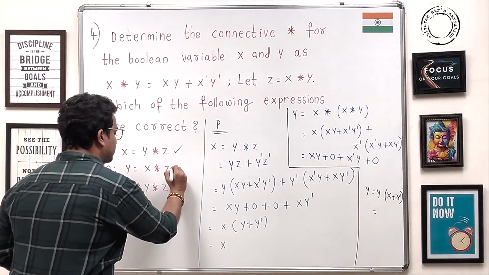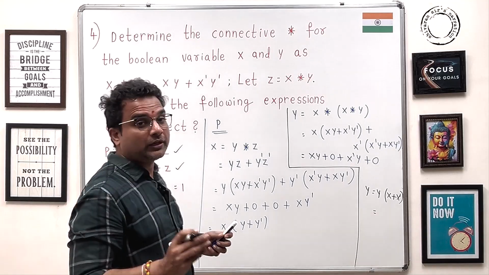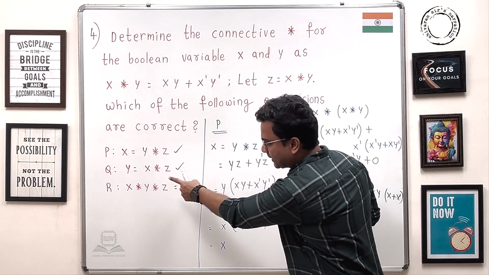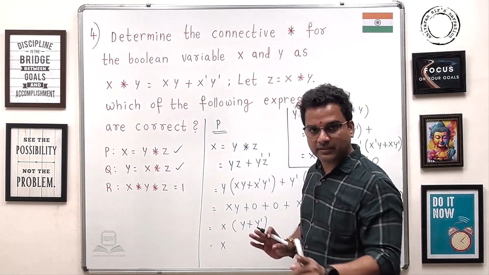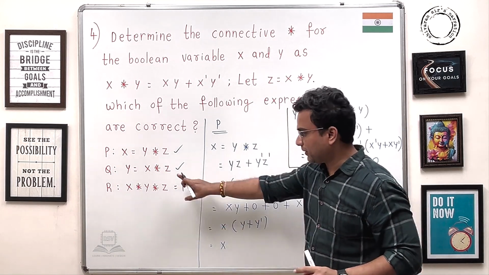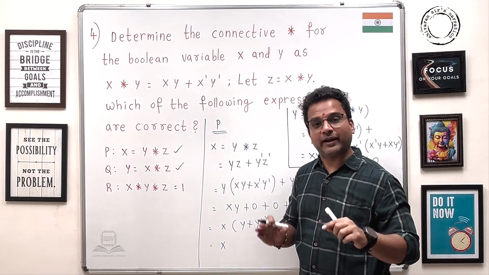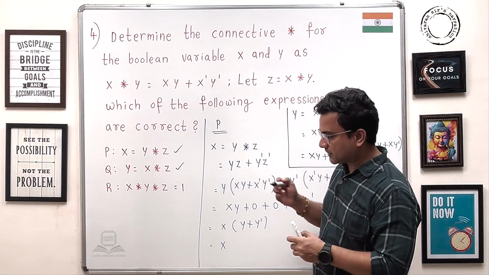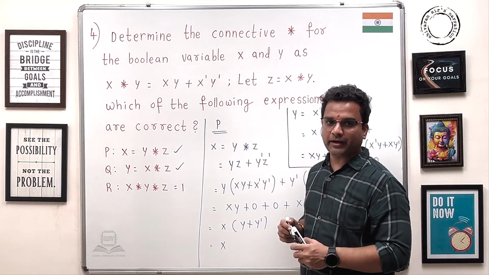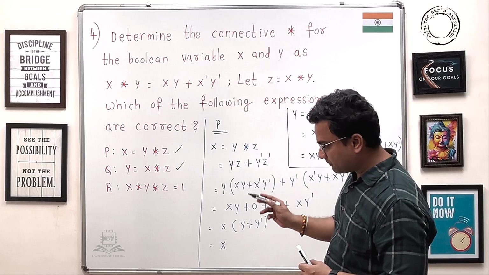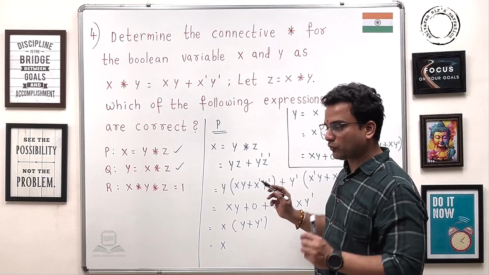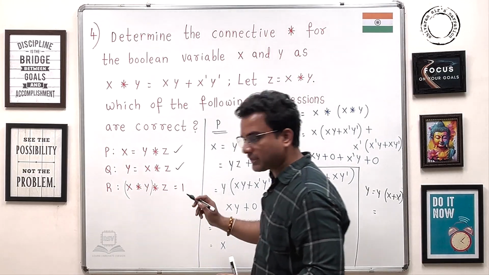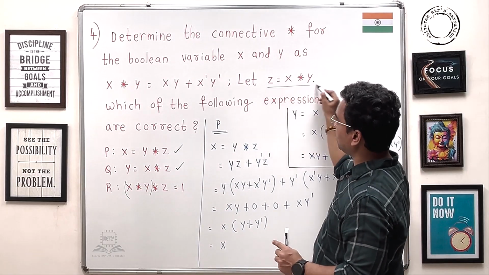Even option Q, the expression Q is also true, that is x asterisk z is equal to y only. When you simplify, substitute, you will get at the end y only. Got it? And now let's see the last one, the r expression, that is x asterisk y asterisk z is equal to 1. Guys, here what is xy? x asterisk y, that is z only now.